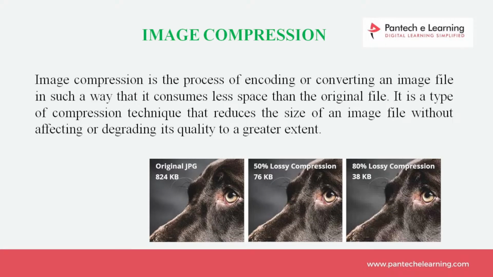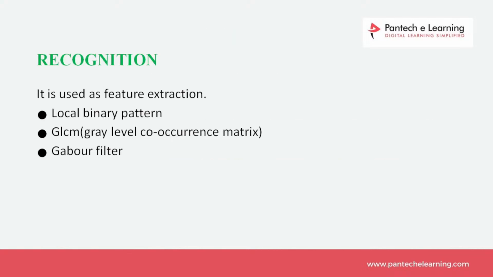Now coming to the next one, image compression. In image compression, you have two types of techniques. We already know the definition. You can compress the picture into a smaller size to save space, right? So there are two types of techniques: lossy and lossless compression. One is permanent, one is temporary.